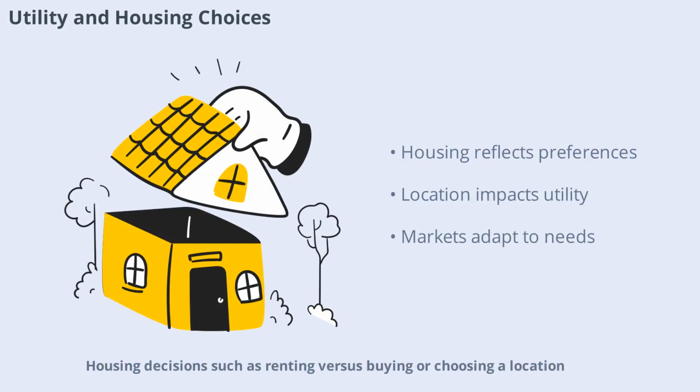Housing decisions, such as renting versus buying or choosing a location, are influenced by utility and preferences. Factors like proximity to work, amenities, and neighborhood quality all contribute to the satisfaction derived from a home. Real estate markets reflect the diverse preferences of buyers and renters.